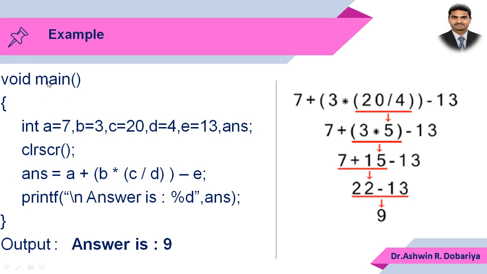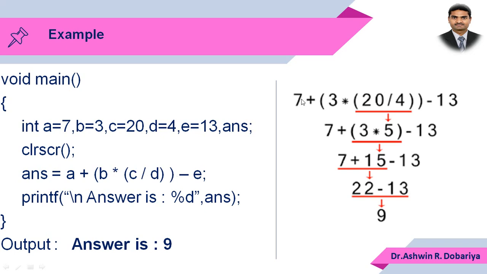Suppose you have written a C program like this: integer a equal to 7, b equal to 3, c equal to 20, d equal to 4, e equal to 30, and answer. And suppose the expression is: answer equal to a plus b into c divided by d minus e. This is the expression we mention in the C program. Now how will the compiler evaluate this? Here the compiler will apply two concepts, priority as well as associativity.